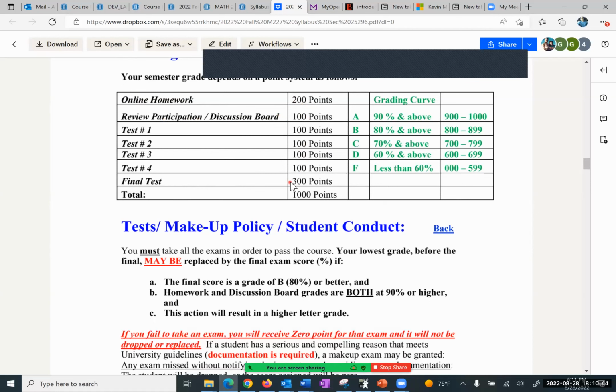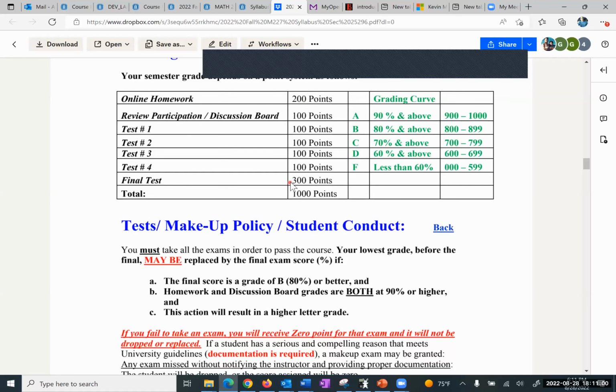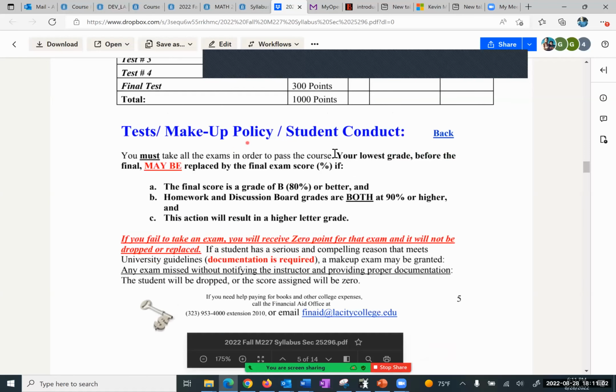However, it's really not too bad. All you have to do is study the previous 4 exams, plus the new stuff covers about 30% maximum. So over 70% of the comprehensive final comes from your previous exams. There is no makeup policy.